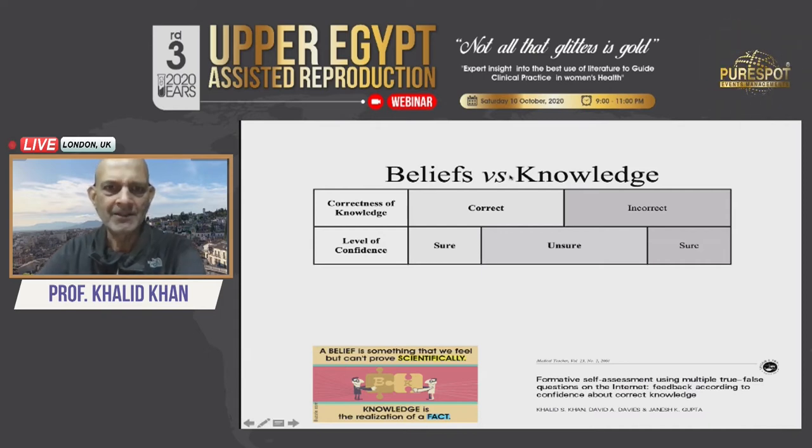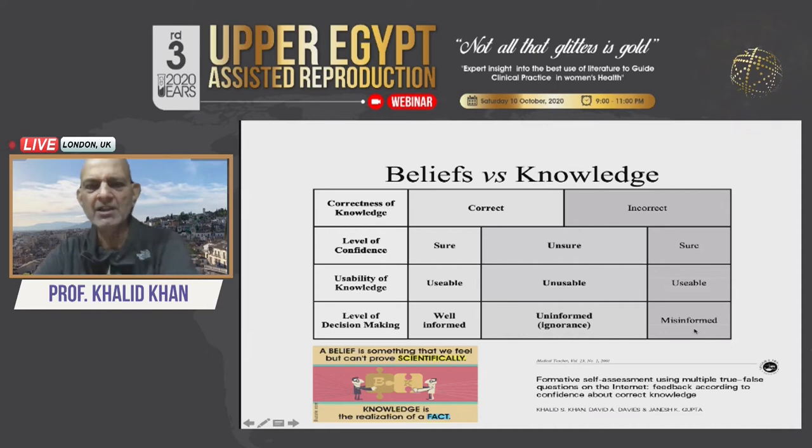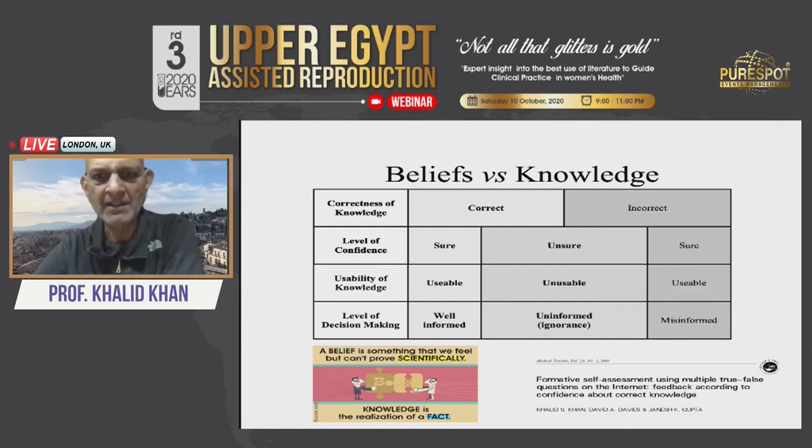And the challenge here is that if we believe with confidence in certain knowledge, then that knowledge becomes usable. And when the knowledge is usable, with it, we can make decisions. So if the knowledge is correct, we make well-informed decisions. On the other hand, if the knowledge is incorrect, for example, based on fabricated results in publications, then we could still possess that incorrect knowledge with confidence, and we could still use that incorrect knowledge for decision-making, but these will be misinformed decisions. And these decisions could harm the patients.